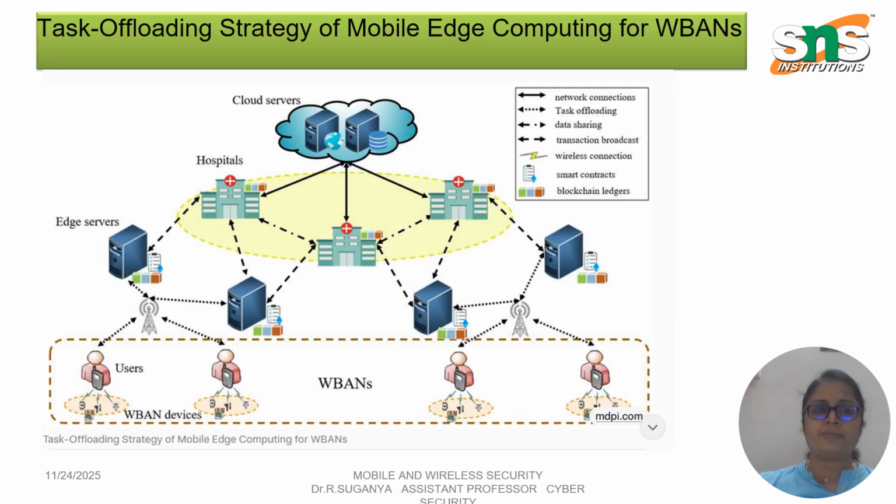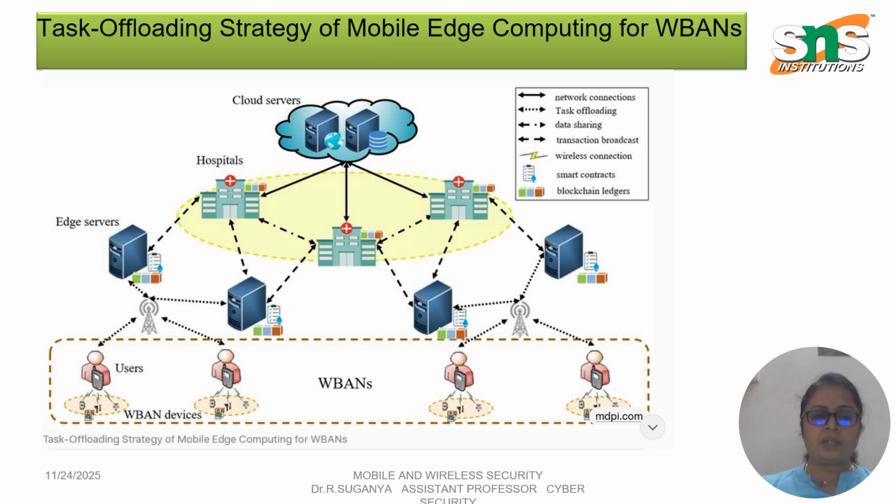Next, the task offloading strategy of mobile edge computing for WBANs. What is WBAN? The expansion of WBAN is wireless body area network. Here we have network connection, task offloading, data sharing, transaction broadcast, wireless connection, smart contracts and blockchain ledgers. So how is each server connected together in order to share the data? The user will always be connected to a particular server, which could be an edge server or a cloud server.